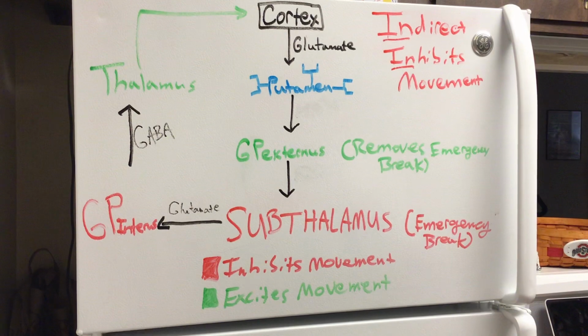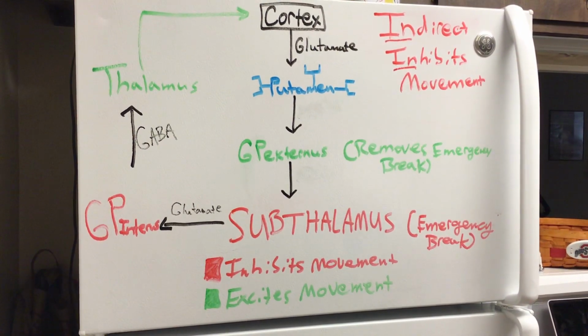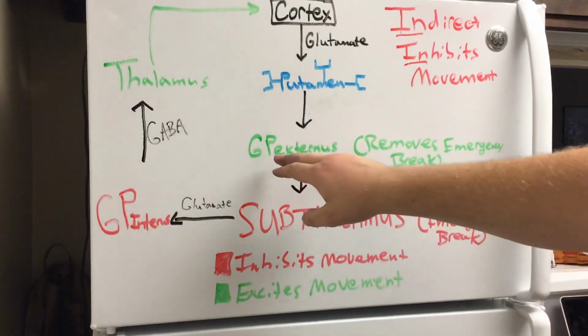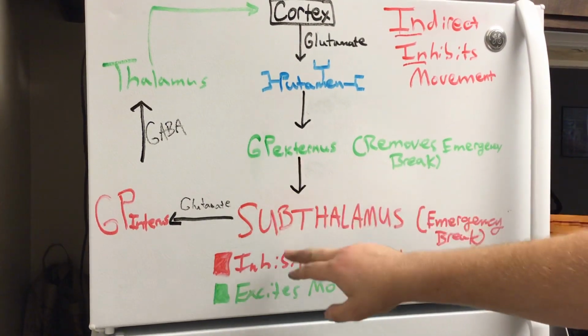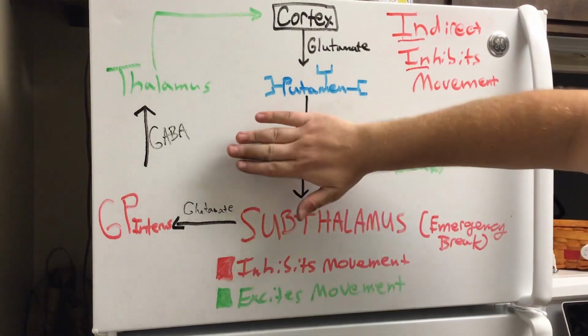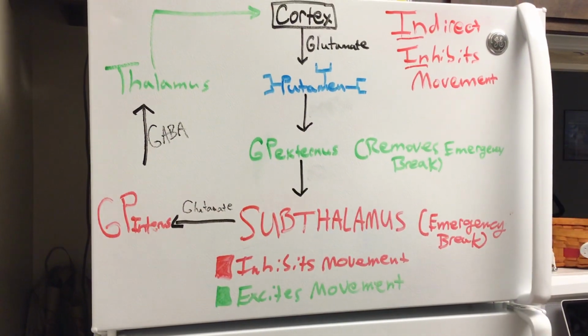Okay, so let's go down and we got to introduce two new players, okay? And remember, the whole theme of this pathway is to decrease movement. So let's start down here with our two new players, the globus pallidus externus, subthalamus, and the globus pallidus internus. For right now, ignore this right here. Just focus on the subthalamus and the globus pallidus internus, okay?